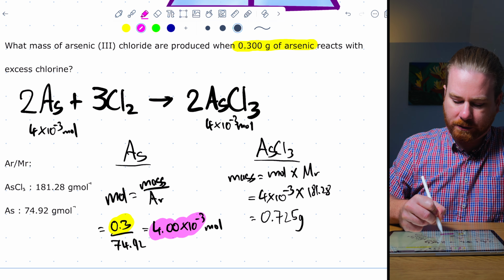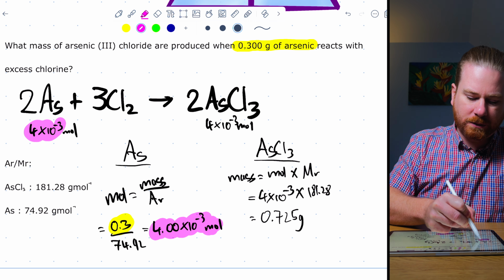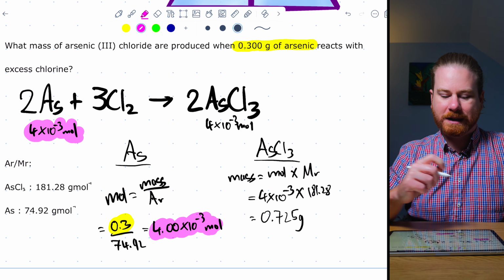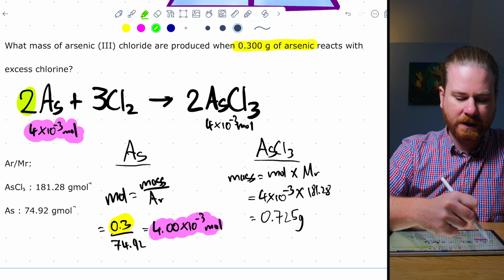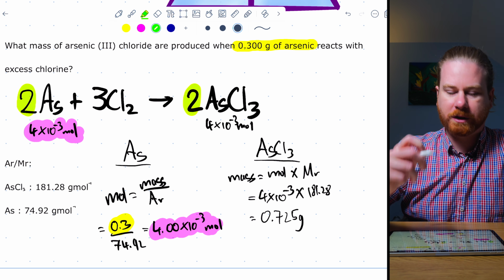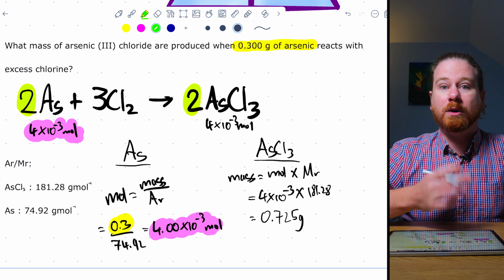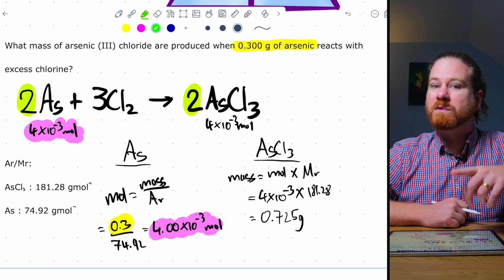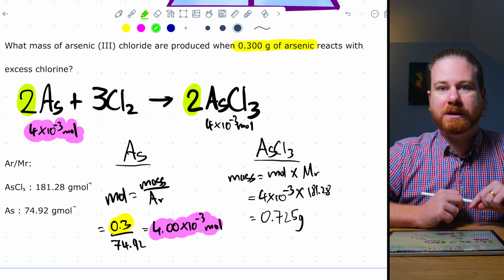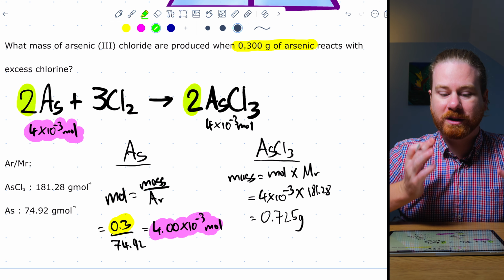So this is number of moles, and the great thing about balanced equations is that we can use the molar ratios to figure out the moles of everything else in the reaction. So once you know the moles of one thing, once you've done your calculations, you know the moles of everything else.